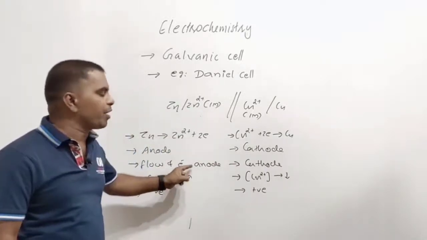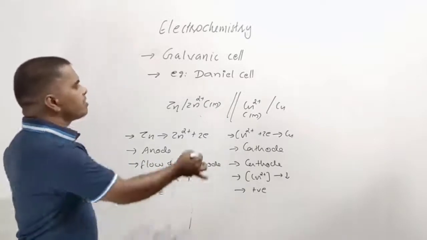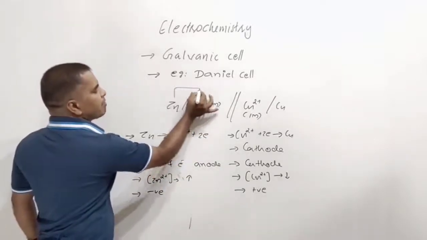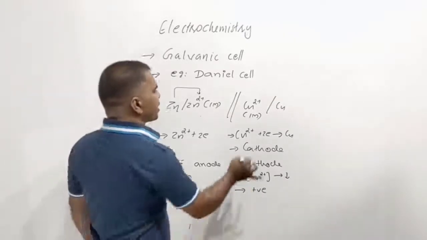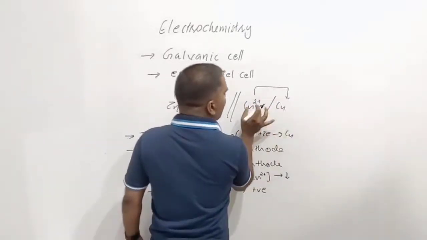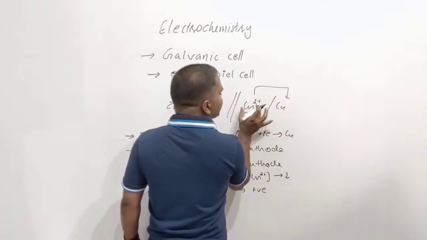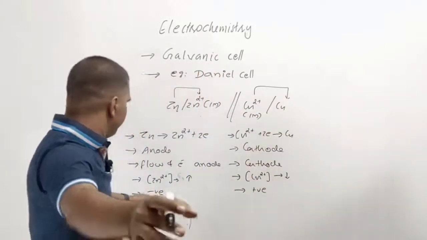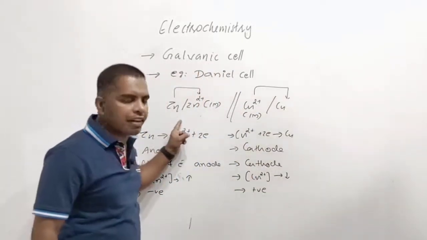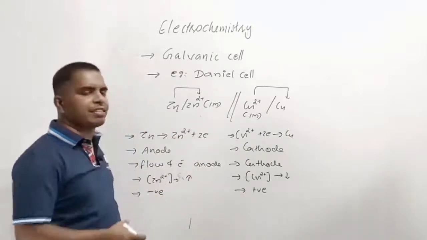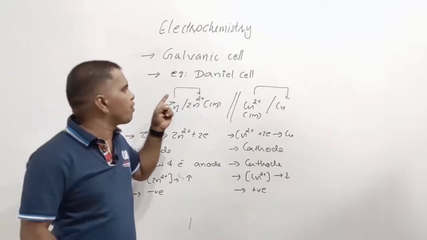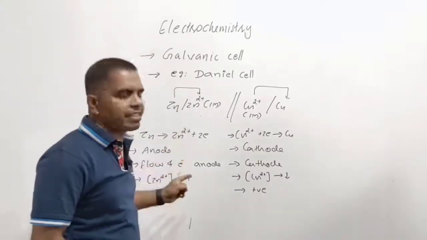Flow of electrons is from anode to cathode. Due to oxidation, zinc becomes Zn2+ and the concentration of Zn2+ increases. Due to reduction, Cu2+ becomes copper and the concentration of Cu2+ decreases, right? Okay. The anode is considered the negative terminal and the cathode the positive terminal, right? Okay, it's an electrochemical cell, and a simple example for an electrochemical cell is the Daniel cell.